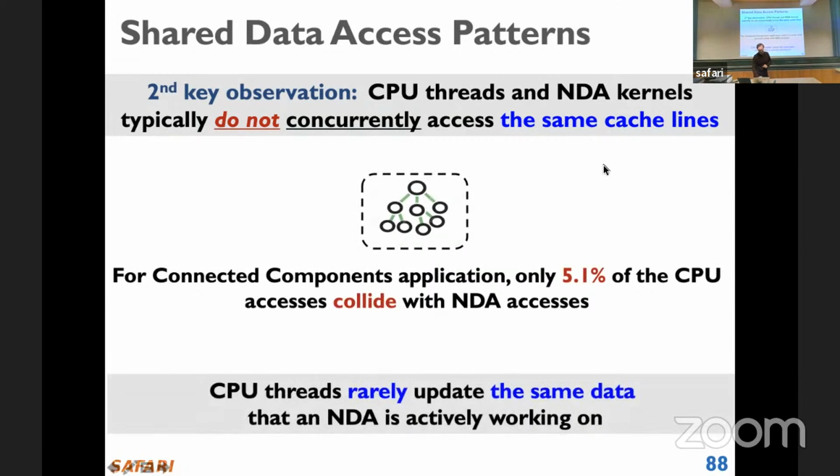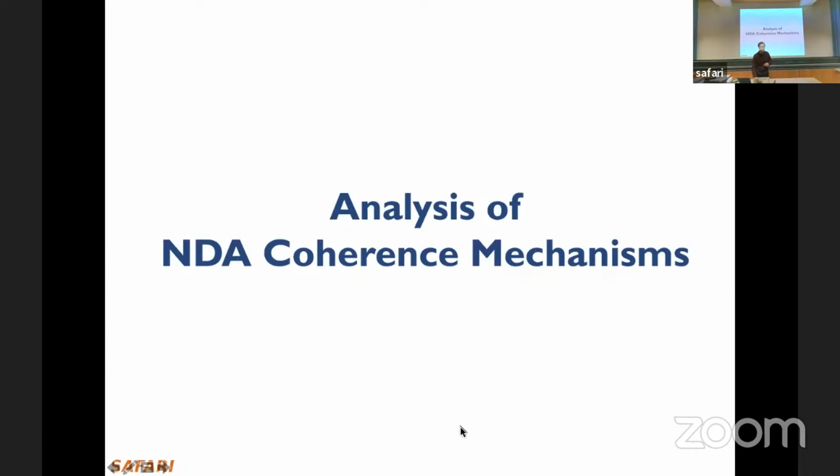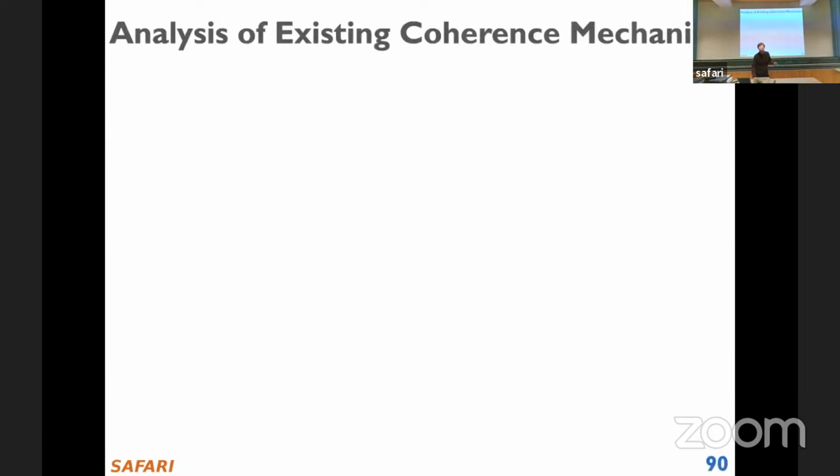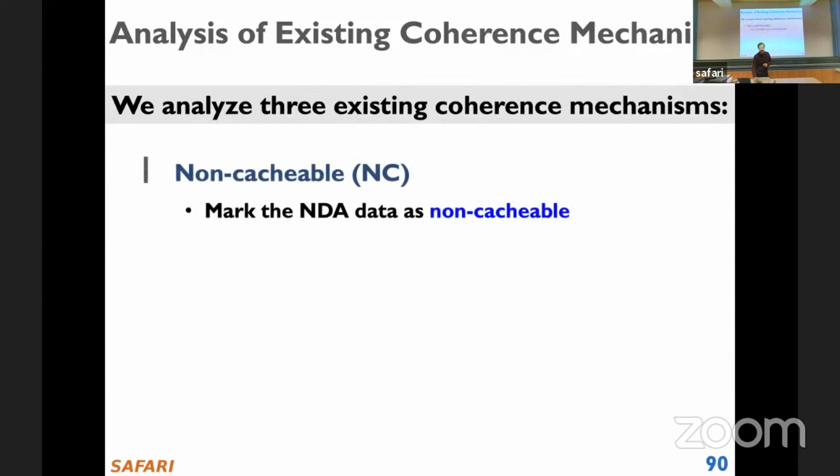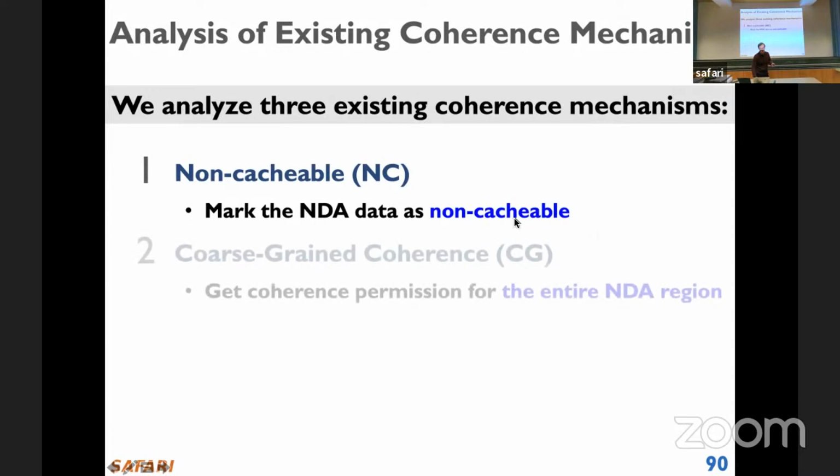Basically, CPU threads rarely update the same data that an NDA is actively working on. But this doesn't mean that you should not get the coherence request, because there's a potential that somebody's going to update that data. Right? So this work goes on to analyze 3 existing coherence mechanisms. One is non-cacheable, a bad idea in general, as we discussed. Mark only the data that the processing in memory system is going to operate on as non-cacheable.